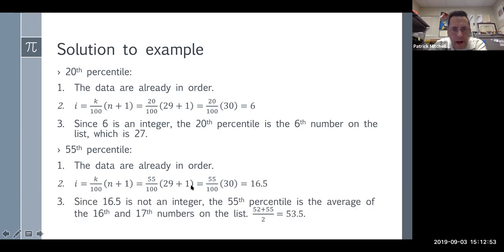So we're going to round that down to 16, round it up to 17, and take the average of the 16th and 17th numbers, which are 52 and 55. So the 55th percentile would be 53.5. So 55% of actors who have won this award were younger than 53.5, and the other 45% were older.